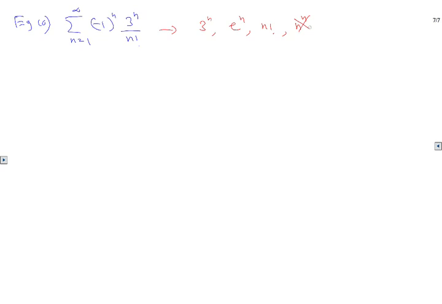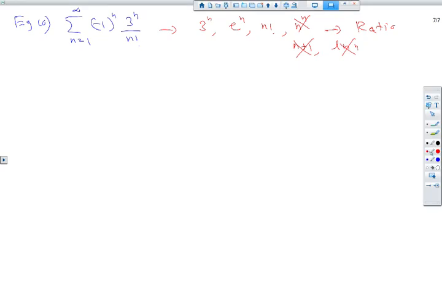If you see this kind of term, like 3 to the n, e to the n, factorial, we're going to use the ratio test. That's the secret, because it's going to make those calculations much easier. And if you just see some expression like n plus 1 or log n, we are not going to use the ratio test for that. It's not going to work.